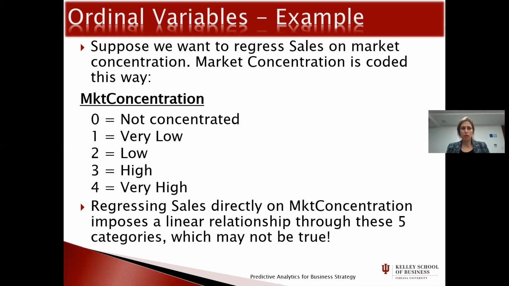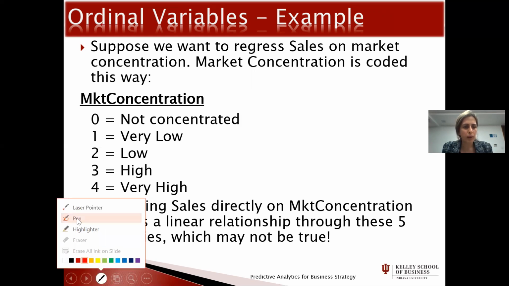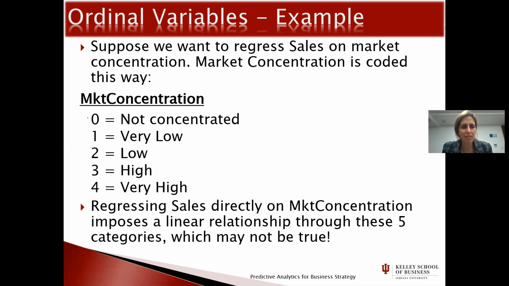So if you are including market concentration just raw, just the way it comes, 0, 1, 2, 3, 4, what you're basically assuming is that the effect of going from level 0 to level 1 is exactly the same as going from 1 to 2, from 2 to 3, from 3 to 4. So if you are regressing sales directly on market concentration without any pre-treatment, you are assuming a linear relationship. Basically saying, very low concentration to low concentration has the same beta. Low to high, same beta. High to very high, same beta. And this is a very strong assumption.